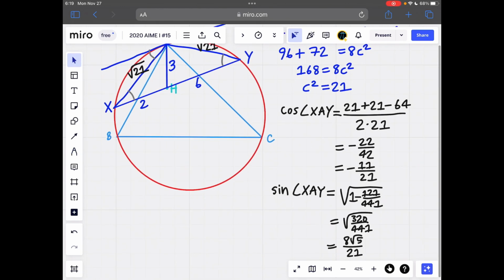Now we can use the extended law of sines to find the circumradius of triangle AXY. By the extended law of sines, XY over sine XAY is equal to 2R. So XY over 2 sine XAY is equal to the radius of the circumcircle of triangle AXY and ABC. But we know XY is 8, so let's update XY with 8. And 2 sine angle XAY is 16 root 5 over 21.